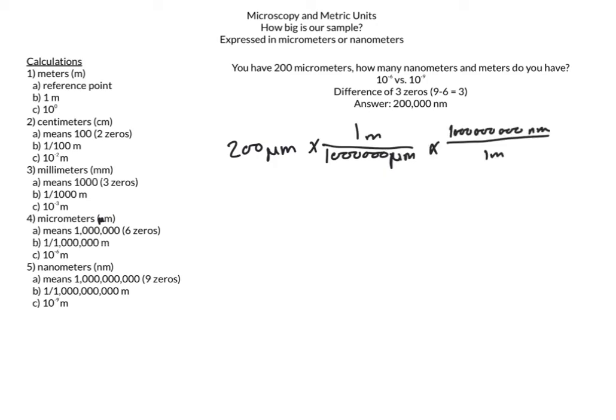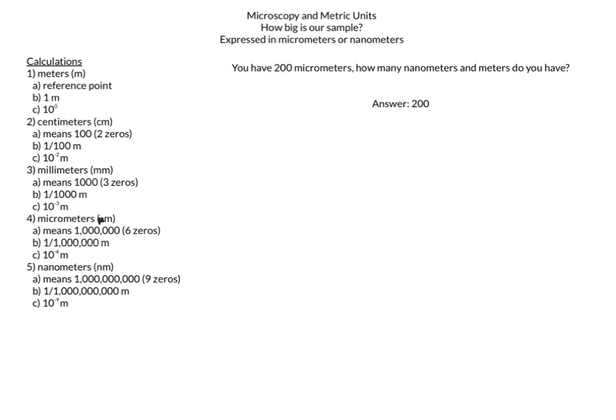Let's check it real quick with our equation. So 200 micrometers multiplied by 1 meter over 1 million micrometers multiplied by 1 billion nanometers over 1 meter. Cancel the micrometer and meter, remove the 6 zeros, and we now get 200 times 1,000 nanometers, resulting in 200,000 nanometers. Alright, let's do the meters.